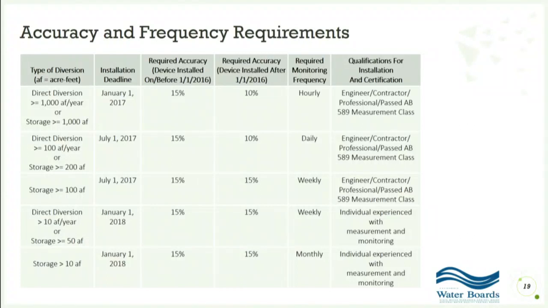Again, this is a summary table that summarizes all the accuracy, monitoring frequency, and qualified individual requirements according to the different tiers. It's very busy. You can look at this again later, but it's part of the PowerPoint presentation that we'll make available online later.